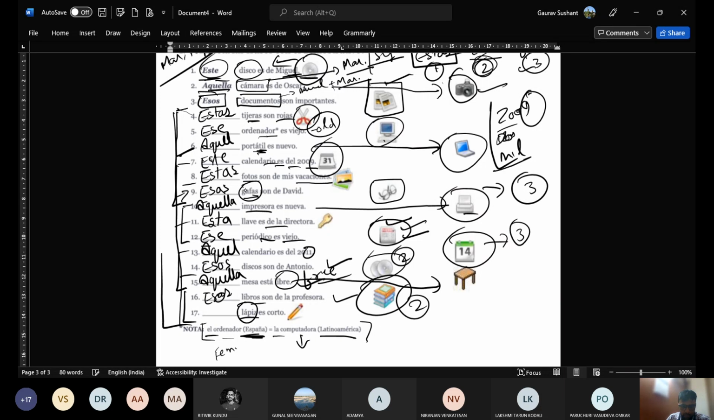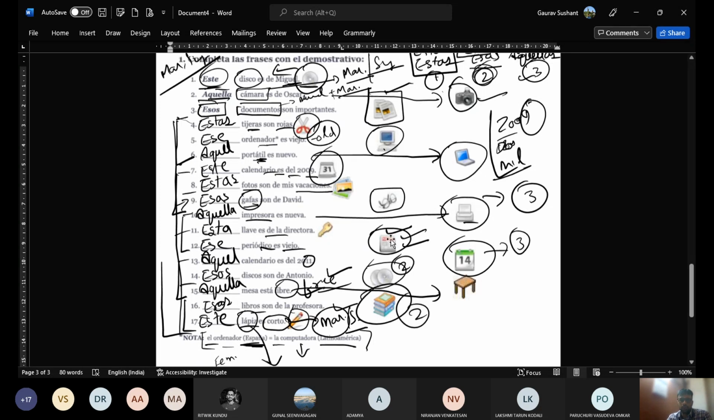How did we identify? Sometimes you may not be able to identify whether it's a masculine or a feminine noun. You just check what is the adjective used in that sentence. Here we are using corto. Corto is a masculine and singular adjective. It means this noun must be masculine and singular. So I should be using the masculine singular form for the first group. So it will be este lápiz es corto. So this pencil is short. So this is how we use demonstrative adjectives.